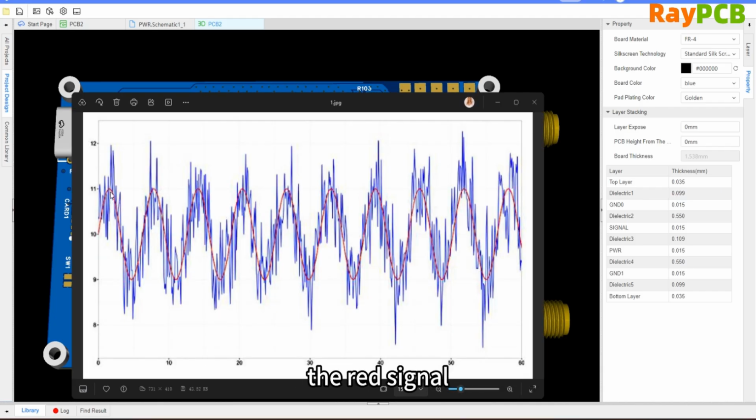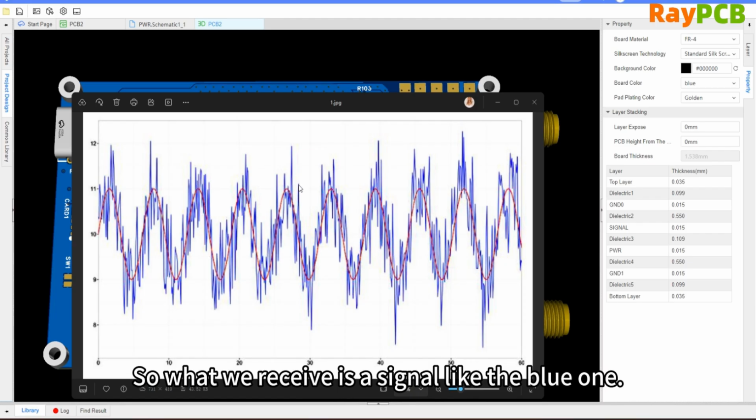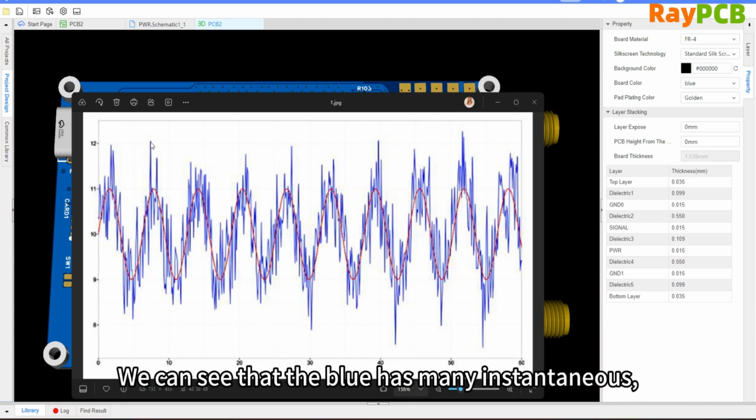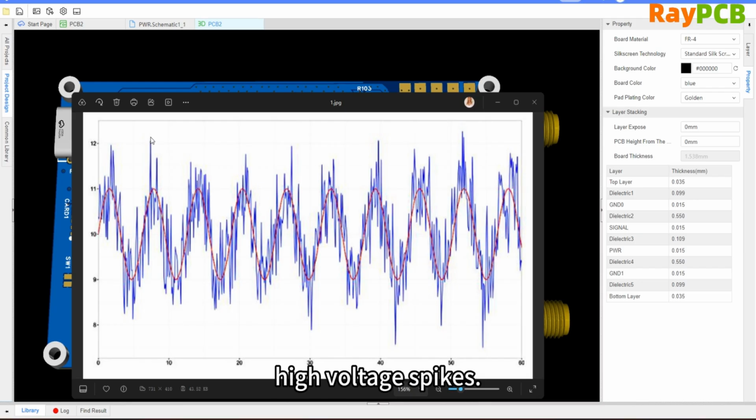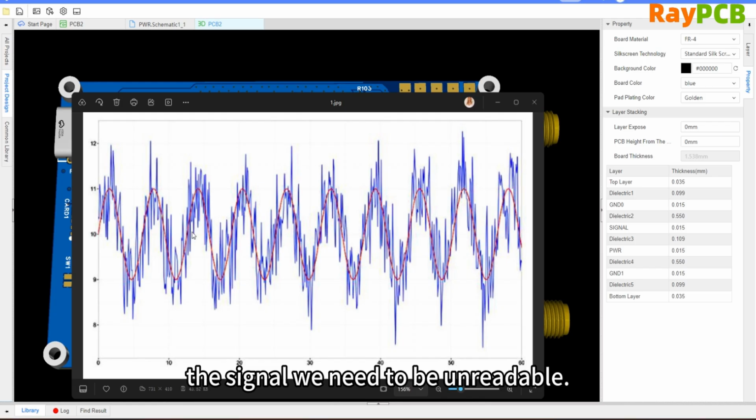Let's also look at a real example. The red signal here is the analog signal we want, while the blue represents a contaminated signal. What we actually receive is the blue signal. You can see that the blue signal has many sudden high voltage spikes, which makes it impossible to properly interpret the signal we need.